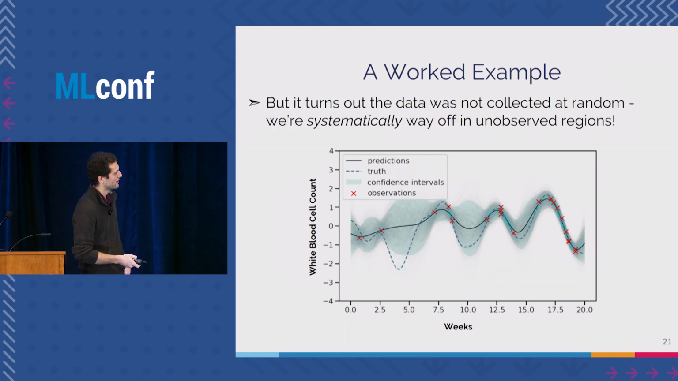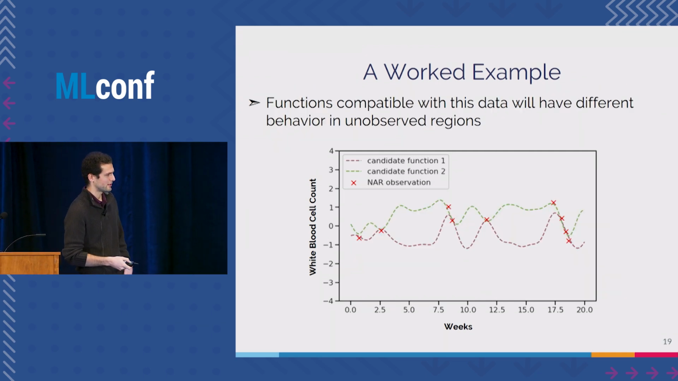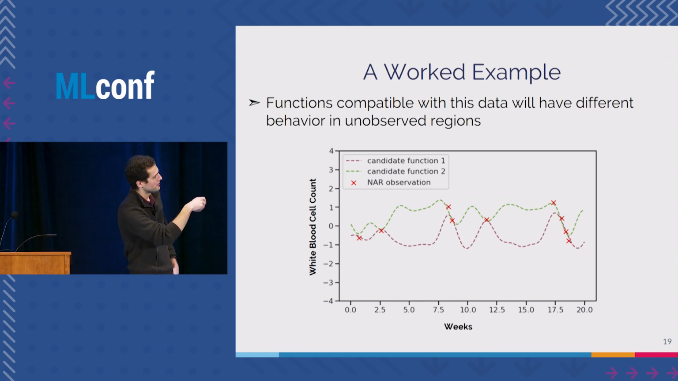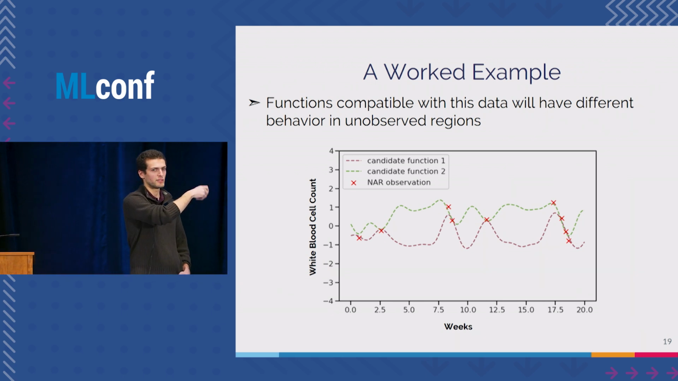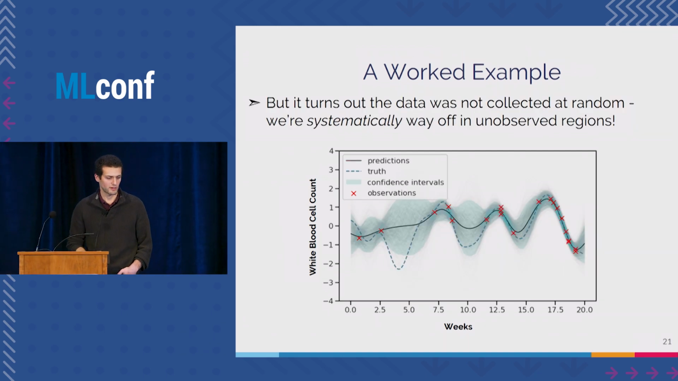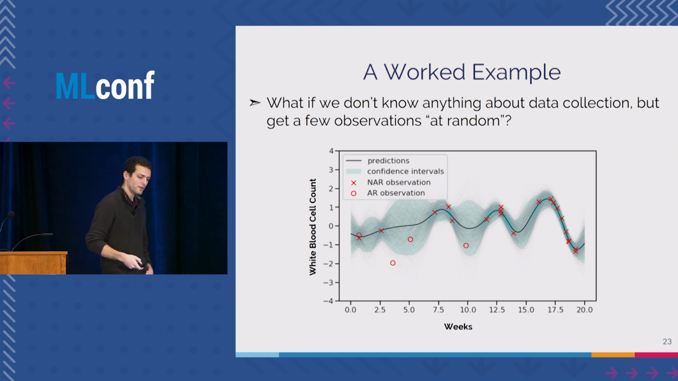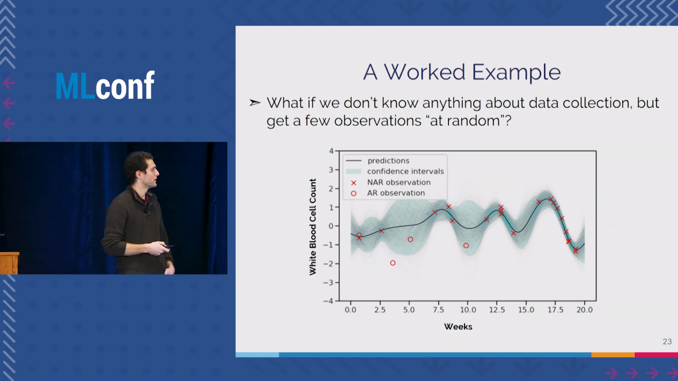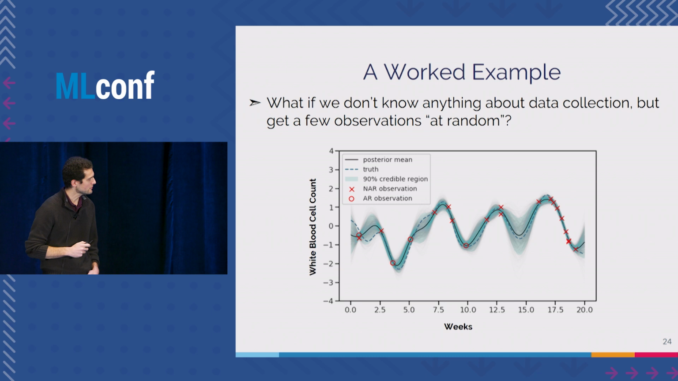So if we go back to this slide, we can't choose between green and maroon purely from the observed data. But if we have the at-random data, and we see that it's lower than we think it is, well, that gives us a reason to choose the maroon function over the green function. So that's what the at-random data gives you. And when you have it, you can learn about the selection function.